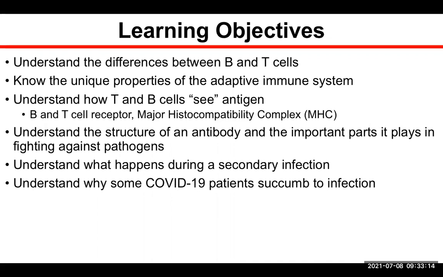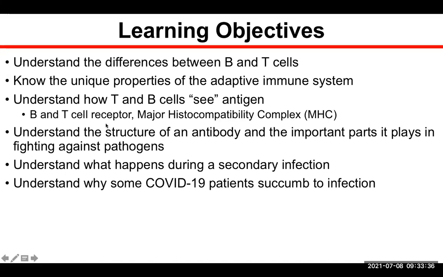What I really want you to understand, so it's going to be a lot of information, and again, I'm going to layer it on over and over again. You're going to hear me repeat a lot of stuff, and hopefully at some point, some of it sticks. But what I want you to understand are the differences between B and T cells. Yes, they're both part of the adaptive immune system, but they have two different distinct functions.